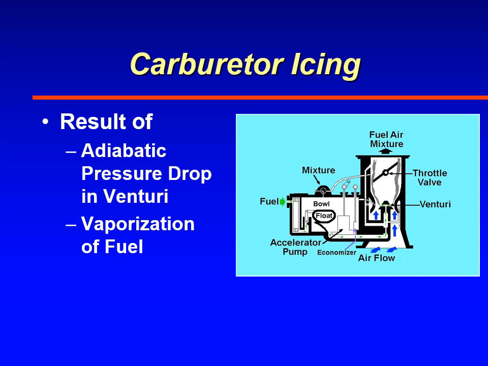So it's not only the adiabatic pressure drop that results in the temperature drop, but also the vaporization of fuel. Remember that when you go from a liquid to a vapor, it requires energy. That energy comes from the air, so it lowers the temperature. So the combination of those two things, the drop in pressure and the vaporization of fuel, result in a significant drop in temperature. When that happens, the temperature drops down to reach the dew point. You get condensation droplets forming, and those will strike the carburetor and freeze, strike the throttle valve and freeze on contact.